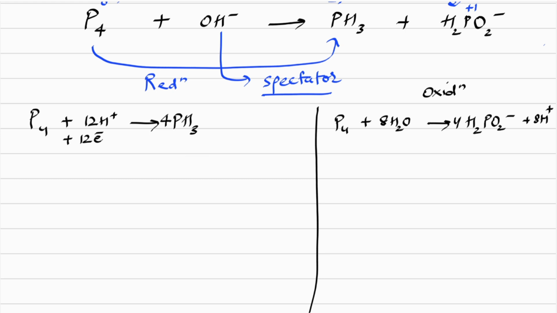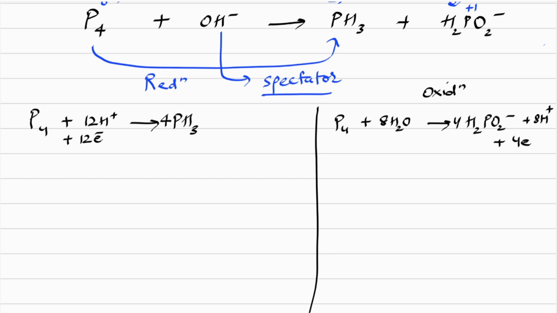Talking about the oxidation half reaction, we have 0 charge here on the reactant side. On the product side, we have minus 4 because we have 4 of this anion. Then we had 8 H plus, so plus 8 here. So that gives it plus 4 charge. For plus 4 charge, we need to add 4 electrons here.